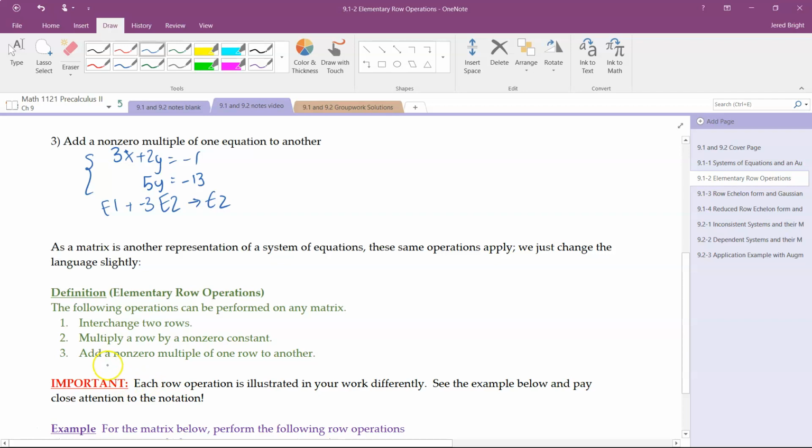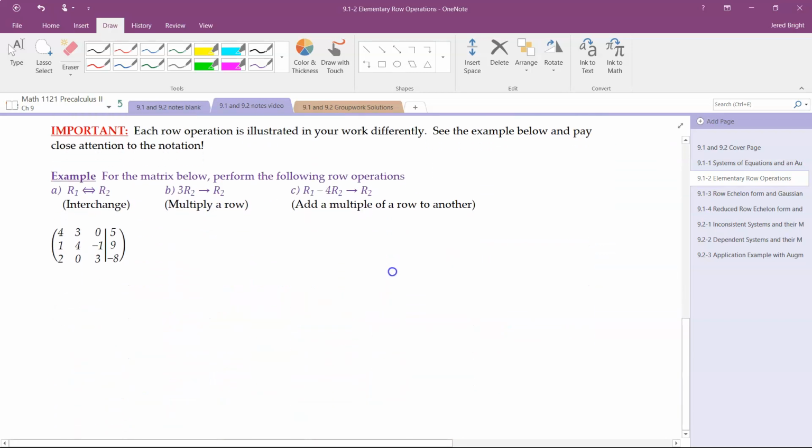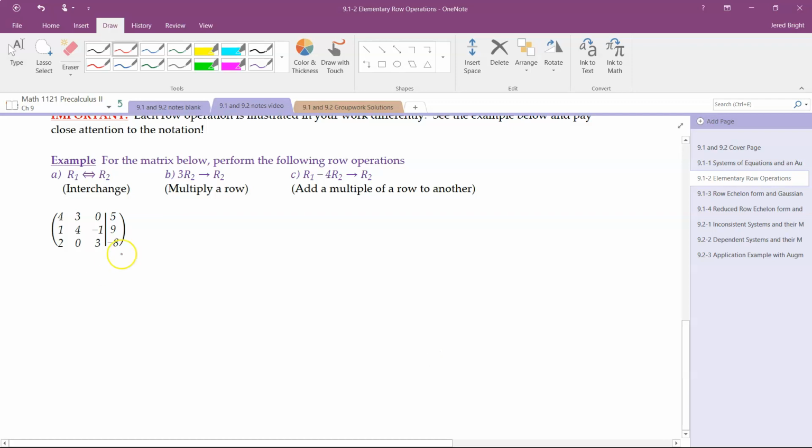The only thing I will caution you on is that both the text and myself, and eventually you, will be illustrating each one of these row operations using symbols. So the notation here is going to be extremely critical, and pay close attention to the symbols used. Here's our example. A matrix is given, and then it says perform the operations below. These symbols are indicating what elementary row operations we need to use.